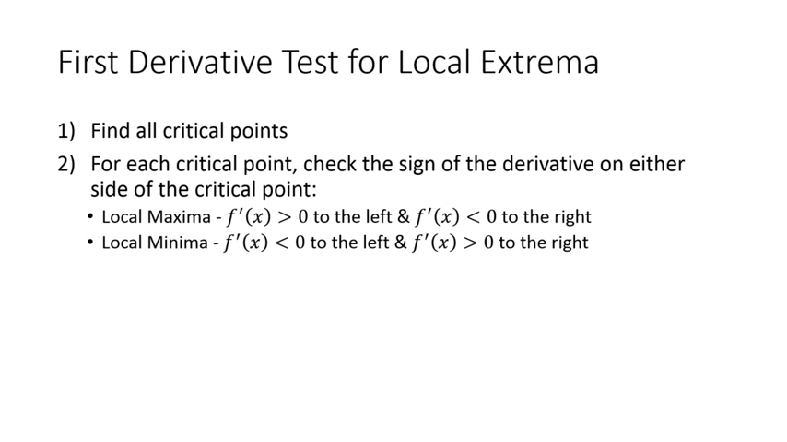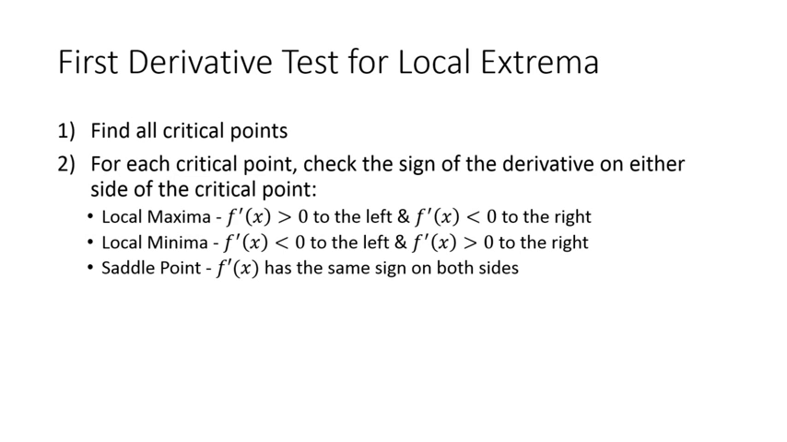If you have a local minimum, the first derivative is going to be negative to the left and positive to the right. And if you think about what the graph looks like, to the left of a minimum, the function is decreasing, so the slope of the function is negative. While to the right of a local minimum, the function is increasing, and so the derivative is positive. You have a saddle point if the first derivative has the same sign on both sides.